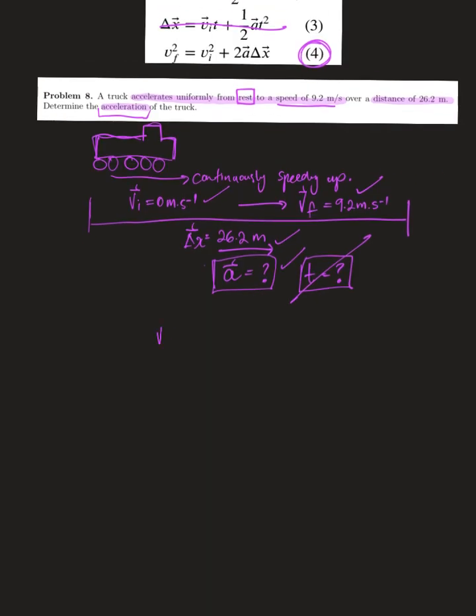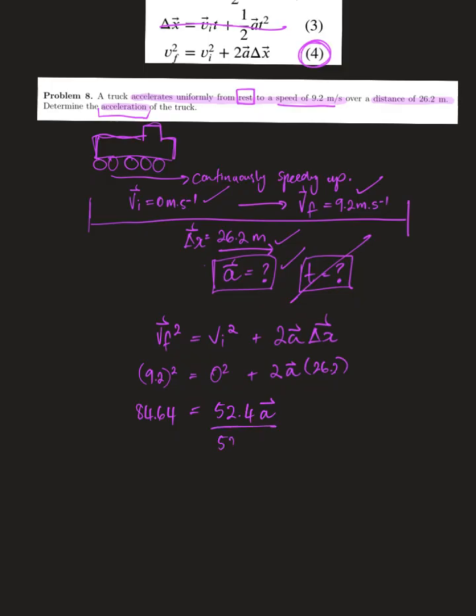Just put that in. I've got vf squared is equal to vi squared plus 2 times a times delta x. My vf was 9.2, squared, is equal to vi squared, which is 0 squared, plus 2 times acceleration, which I don't know, and my distance was 26.2 meters. All I have here is 9.2 squared, which is 84.64. 84.64 is equal to 2 times 26.2, which is 52.4 a.